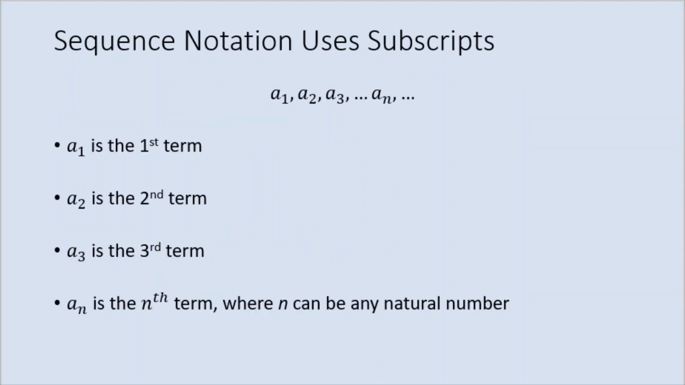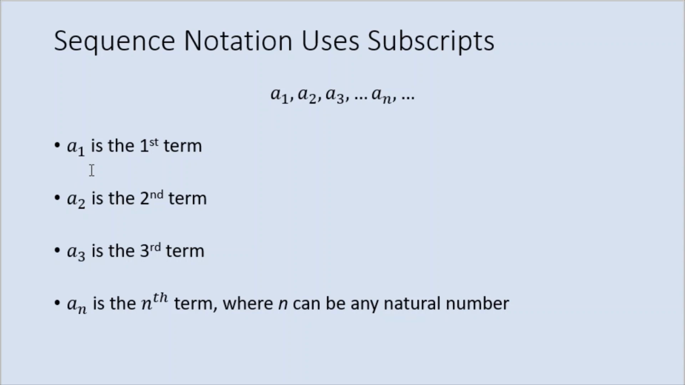So one more thing. I want to show you sequence notation, which uses subscripts. Subscripts are these numbers that are kind of under the letter. They're next to and kind of under. So here the 1, 2, 3, and the n are subscripts. Now when you look at A subscript 1, this just means your first term of the sequence. A subscript 2 means your second term of the sequence, and so on and so forth.